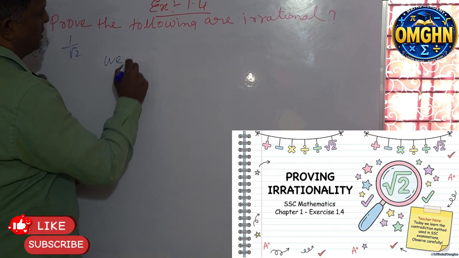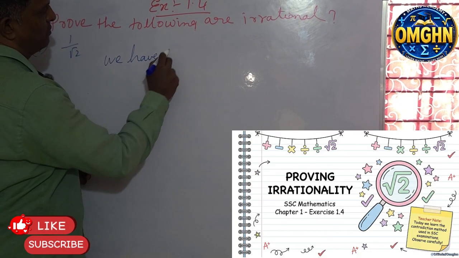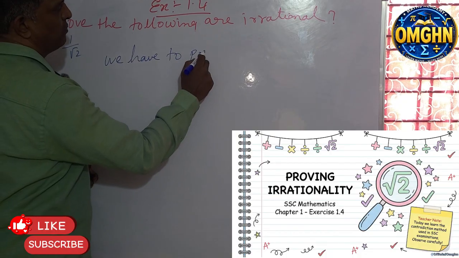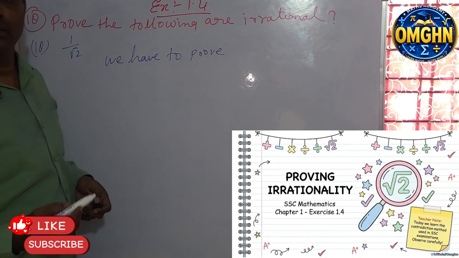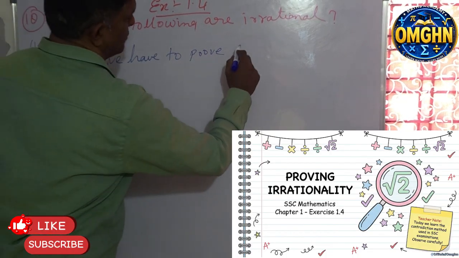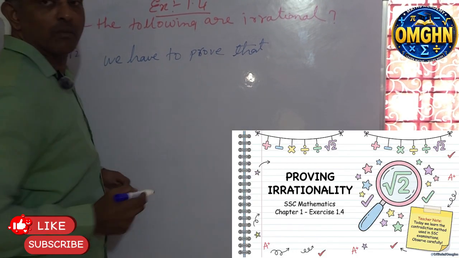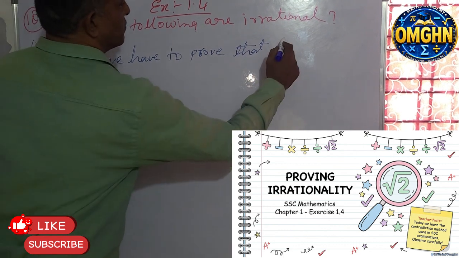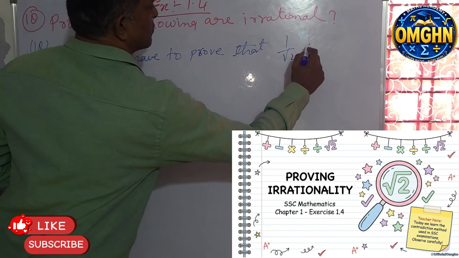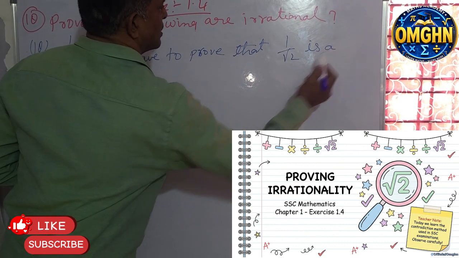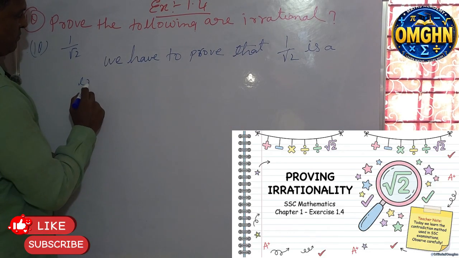We have to prove that 1 by root 2 is an irrational number.